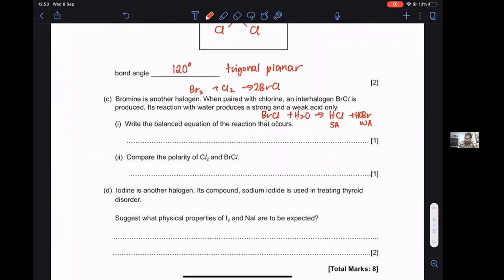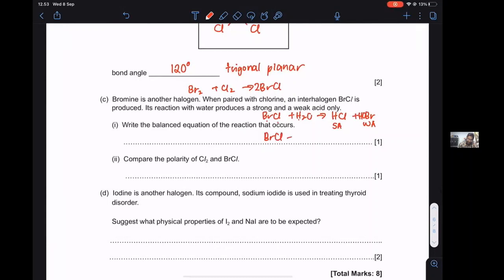Now, some of you wrote BrCl plus H2O gives HBr, which is also a strong acid, and then you write HOCl. Now, HOCl is also a weak acid. So do remember, we do accept both of these. We can accept this, we can also accept this. So it's up to you which one you want to write, this one or this one.